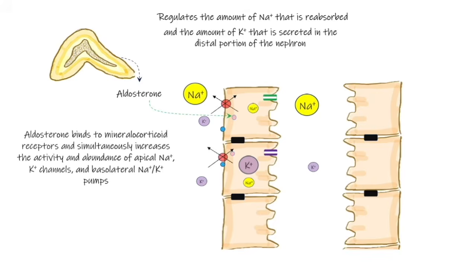As a result of binding to this receptor, aldosterone is going to have several effects that occur simultaneously. It results in the increased activity of sodium and potassium channels on the apical membrane in this area. It also results in the insertion of additional channels, both for sodium and potassium, on the apical membrane, as well as increases the number of sodium-potassium pumps on the basolateral membrane. The net effect of this is to increase sodium reabsorption and increase potassium secretion.